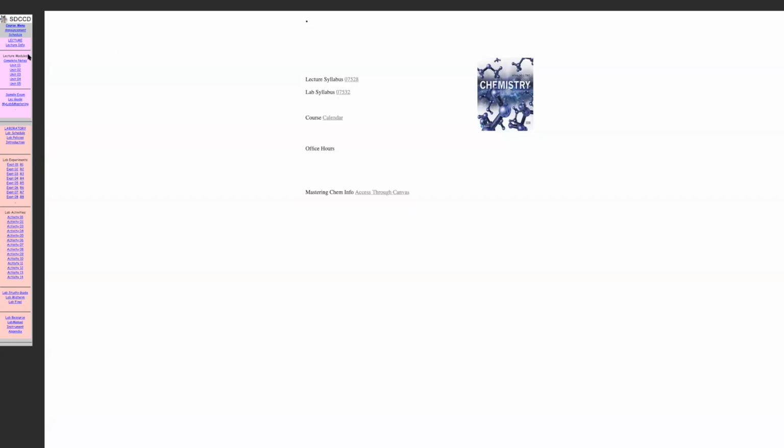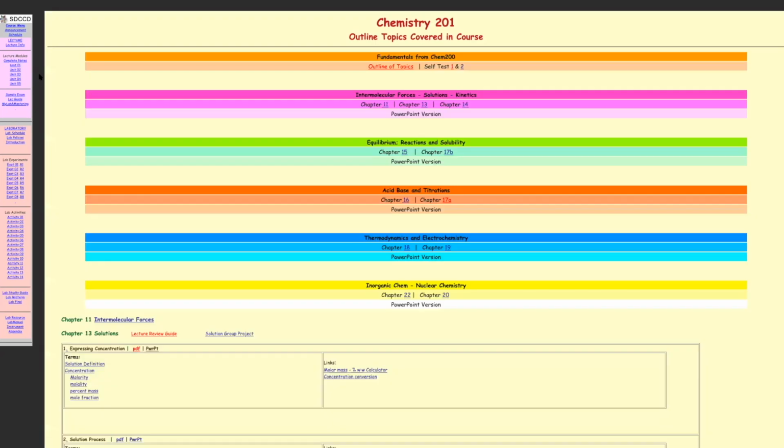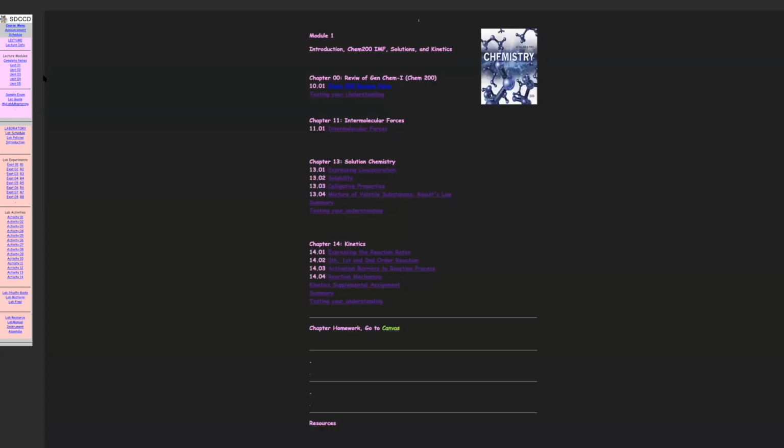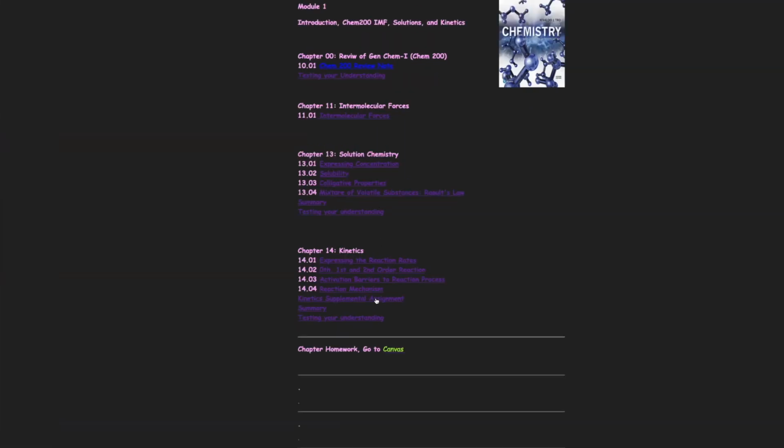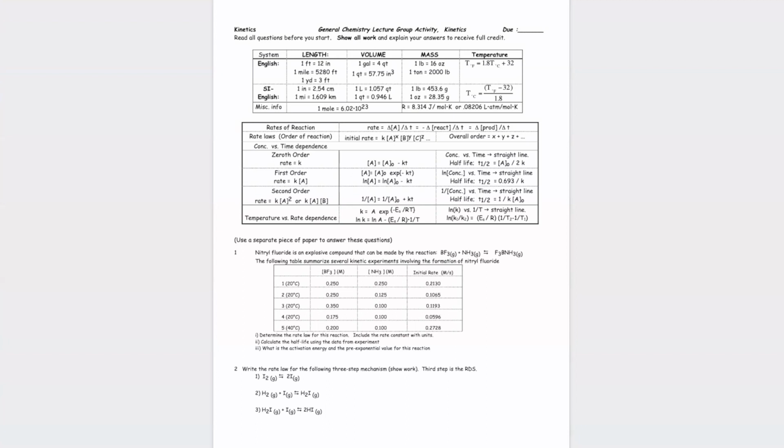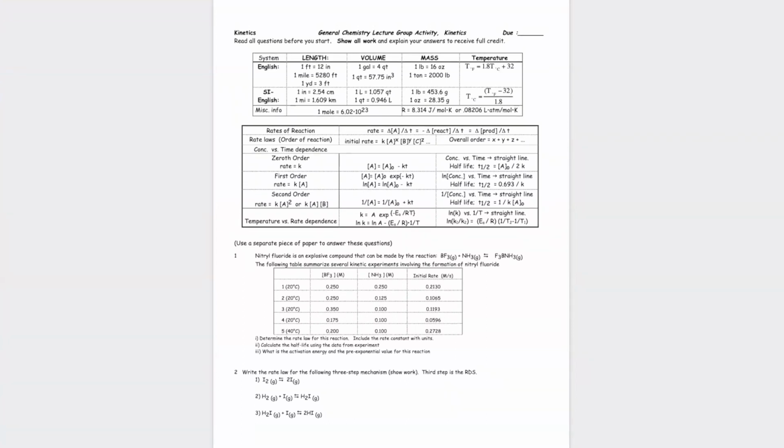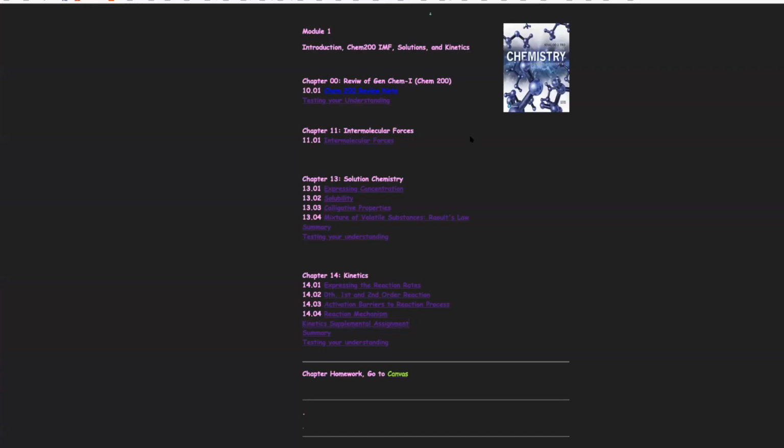Okay. And then you can also go to course notes. And this tells you the different chapters that we are covering, and the units. Unit 1 is going to be your first quiz. We cover a little bit of intermolecular forces, concentrations, and kinetics. So sorry about that. Don't know why that changed page on me. Here it is.